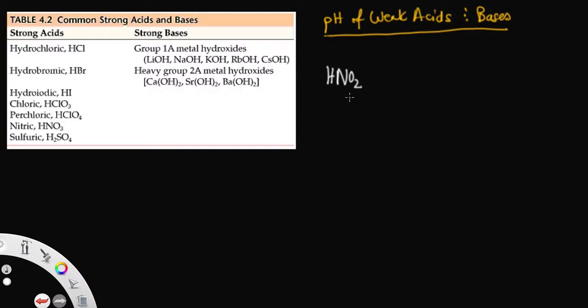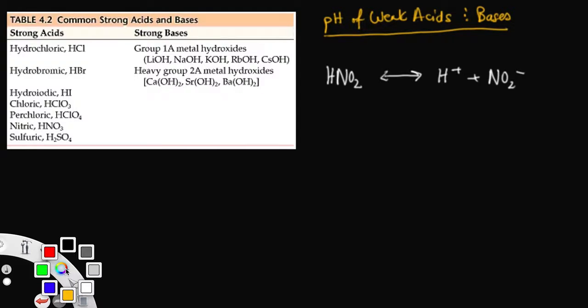It's HNO2. And we know that this is a weak acid because it's not any of the ones listed here. So we know that HNO2 dissociates into the H plus ion and into our NO2 minus ion. And in the problem that we're given, they say that we have 0.250 moles per liter of HNO2. And they're asking us to find the pH of HNO2 at equilibrium, or when the reaction is finished.